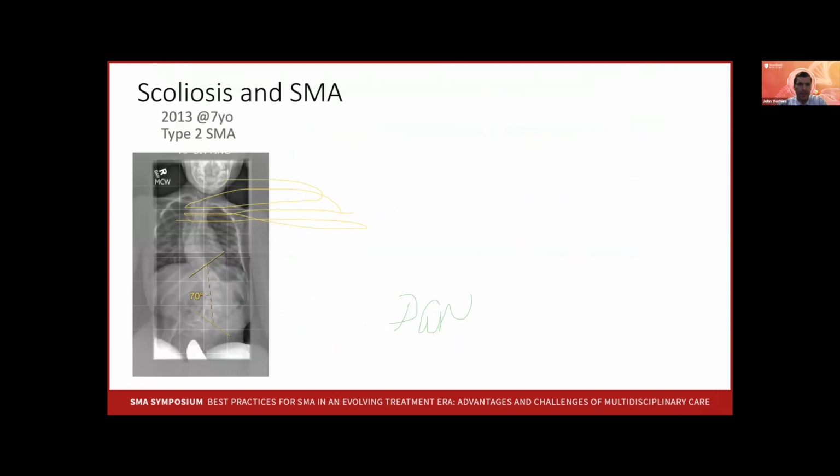So here's a couple of case studies from our patient population to show you how we think about treating these patients. So this is a 7-year-old with type 2 SMA. And you can see this kid already has quite a big scoliosis, a big pelvic obliquity, a 70-degree scoliosis associated with perhaps a 45-degree pelvic tilt there.